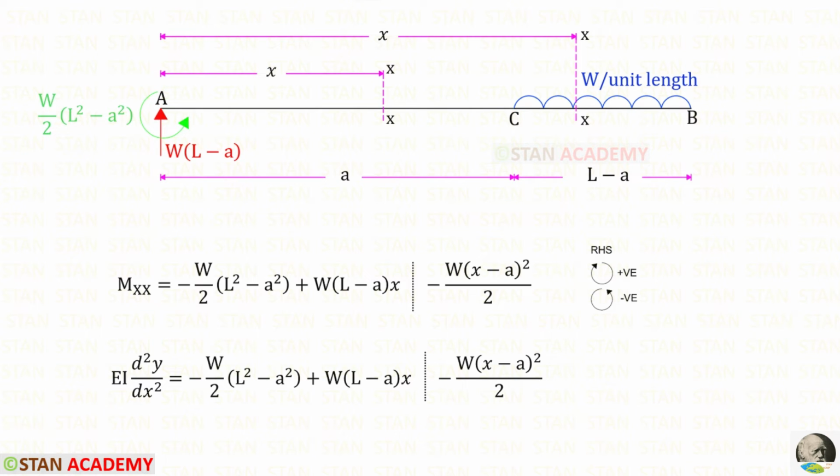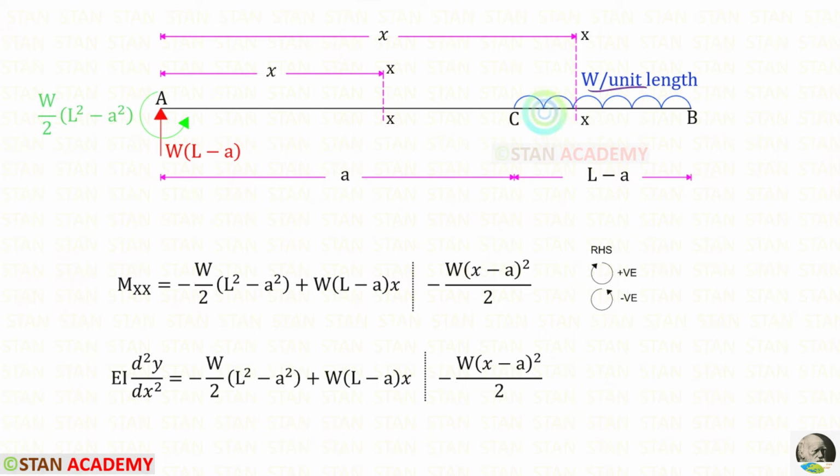Now I'm going to find the moment about the section from the point A. In this case, I have to follow the right hand side rule. Clockwise will be positive and anti-clockwise will be negative. MA is acting in the anti-clockwise direction, so it will be negative. RA is acting in the clockwise direction, so it will be positive and the distance is x.